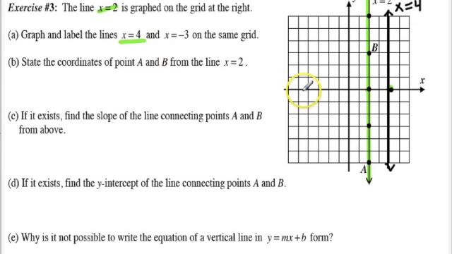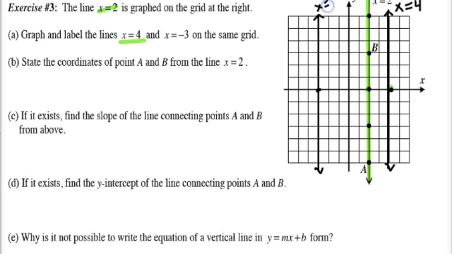Okay, and the next one is x equals -3. I go left 3, 1, 2, 3. I put a little point there for reference. I use my straight edge, and I'm going to go right through x equals -3, perpendicular to the x-axis, but at the same time, it's parallel to the y-axis.